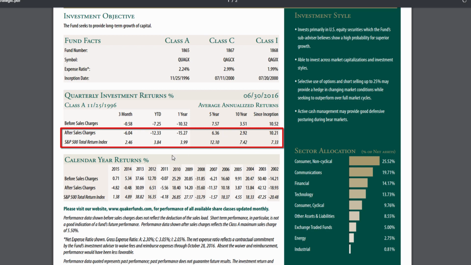So I was a little deceptive on that. I didn't really like that. But we're looking at expenses here. So what do we know so far? Well, we know Class A and Class C shares, they run a 2.2 or 2.9 expense ratio. That's really high. Let's just talk about that, that's really high.